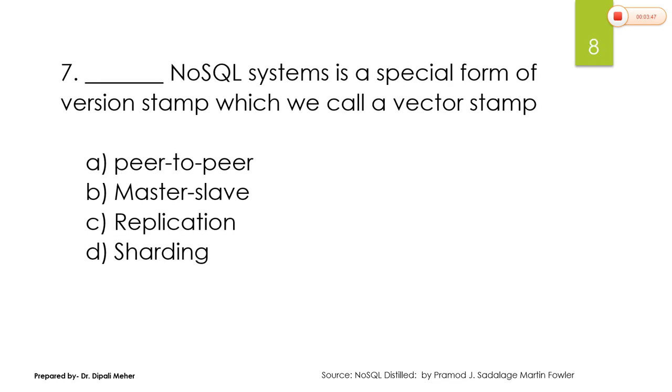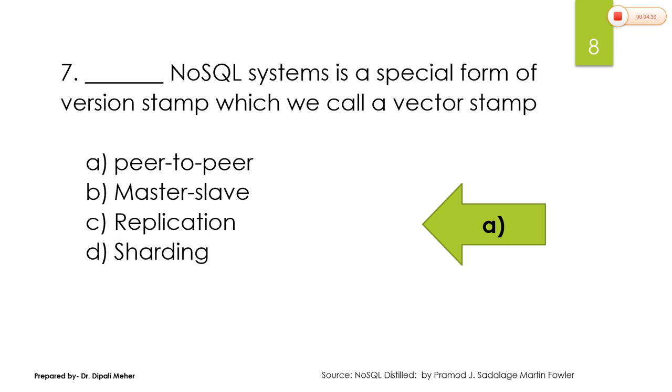Next question is, dash NoSQL system is a special form of version stamp which we call a vector stamp. So in which NoSQL system we are having a special form of version stamp that is called a vector stamp? Options are A. Peer-to-peer, B. Master slave, C. Replication, and D. Sharding. And the correct option is option A, Peer-to-peer. Peer-to-peer NoSQL system is a special form of version stamps in which we are calling that version stamp as a vector stamp.